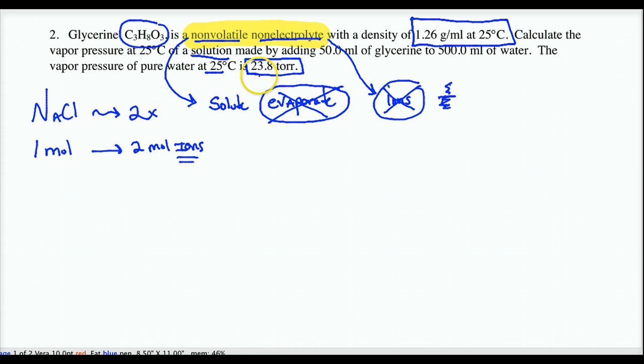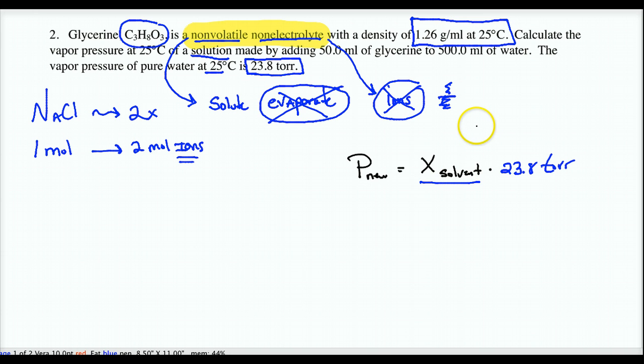23.8. But they want to know the vapor pressure of a solution made by adding 50 milliliters of glycerin to 500 milliliters of water. So we know the formula we're going to use is the new pressure is equal to the mole fraction of the solvent times the pressure at standard conditions, which we'll just put in right now, 23.8 torr. So to finish this off, we just have to find the mole fraction of the solvent.